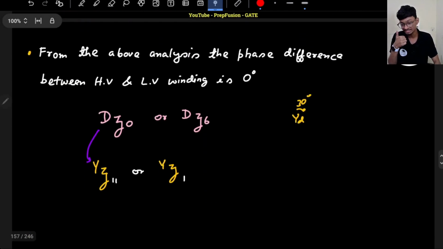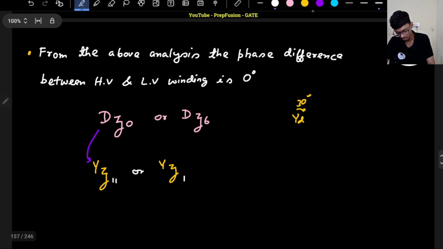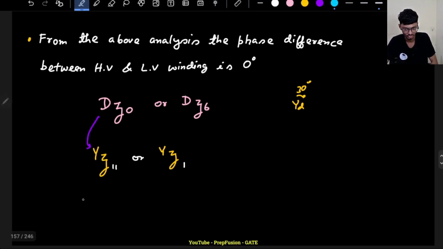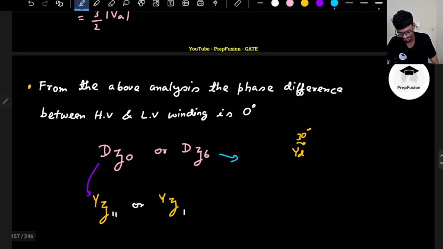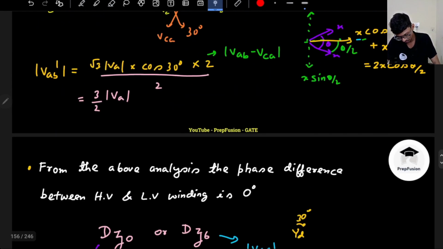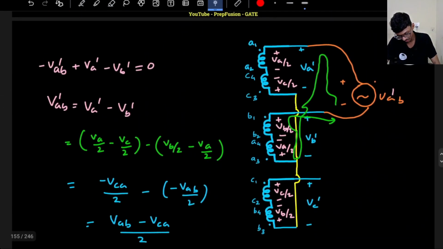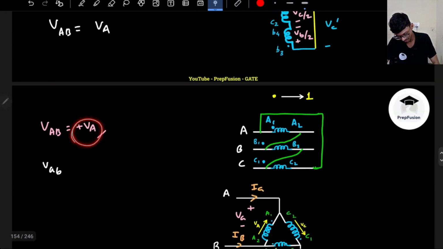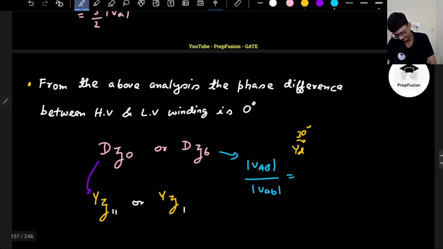One more point, what is the voltage ratio? I will always take the ratio of the line voltages for zigzag. I am deriving for DZ0; for star you can derive further. So for DZ, it is the capital VAB magnitude divided by small VAB. What is capital VAB? Capital VAB is only plus VA.